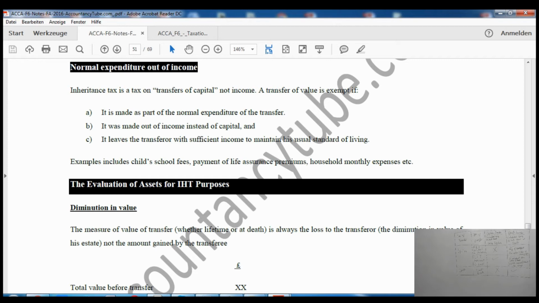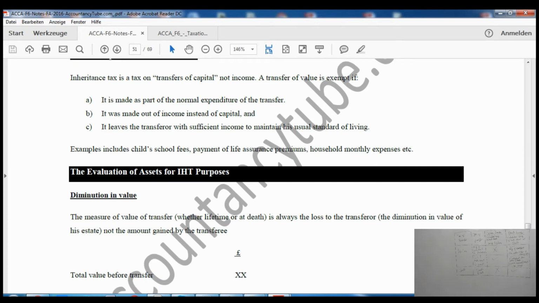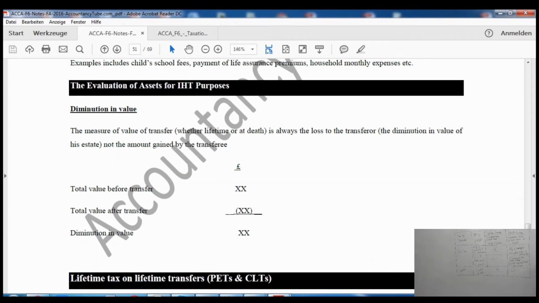So a transfer of value is exempt if it is made as part of the normal expenditure of the transferor, it was made out of income instead of capital, and it leaves the transferor with sufficient income to maintain his usual standard of living. Then it is going to be exempt because it is just a minor amount from the person who is giving the gift. Please remember again, these exemptions will apply to all of the types of transfer: PET, CLT, and death estate. And also please remember, we will deduct these exemptions first, and the final exemption which we will deduct is the annual exemption.